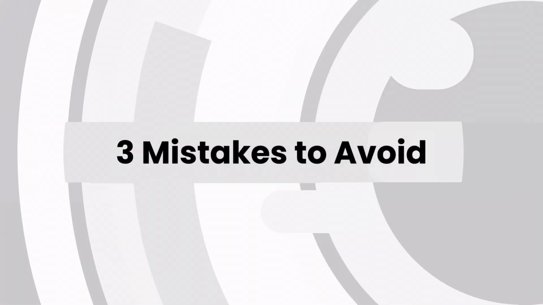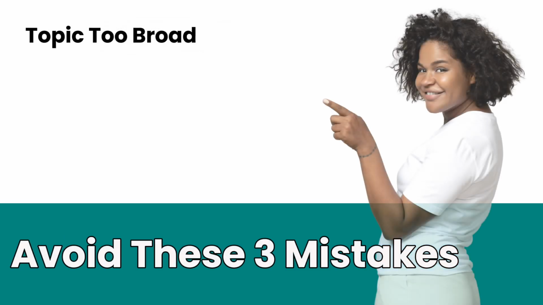Okay, now let's make sure you don't waste time creating the wrong kind of freebie. So here are 3 mistakes that I see people make all the time. One is making it too broad. If your freebie is something like 10 life hacks for moms, that's not specific enough to lead into a paid product. But if you did something like 10 freezer-friendly meals for busy moms, that's perfect.